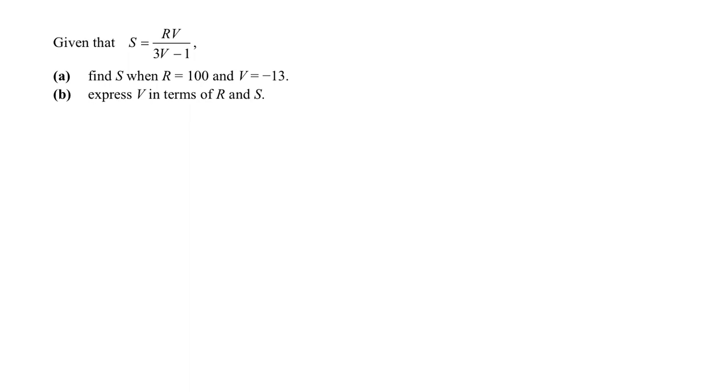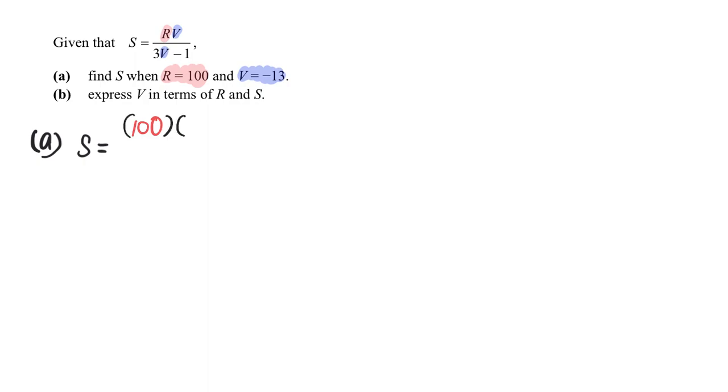Everyone, welcome to this video where we are given that S equals RV over 3V minus 1. For part A, find S when R equals 100 and V equals negative 13. So this is quite straightforward. I will just simply require to substitute R as 100 and V as negative 13. So you will see me writing this down.